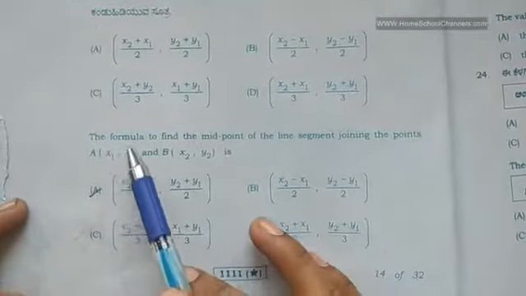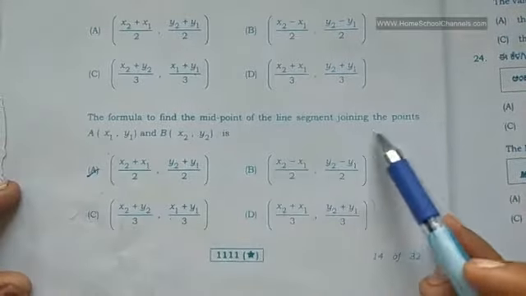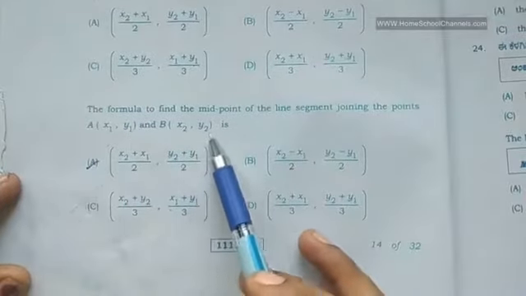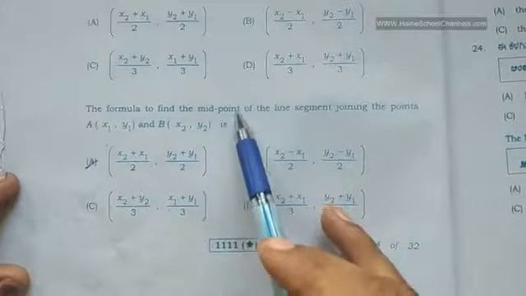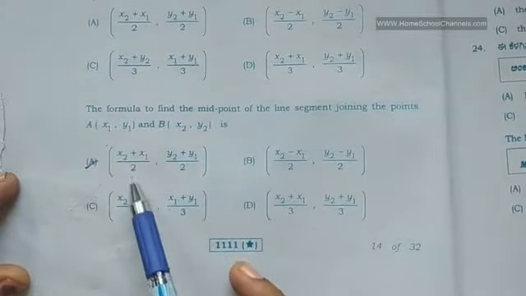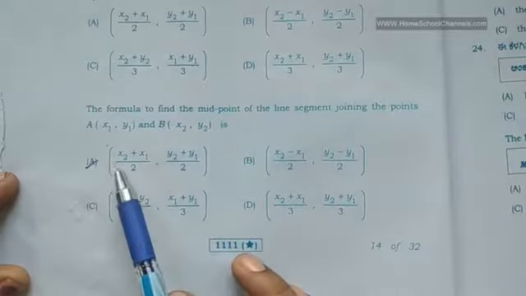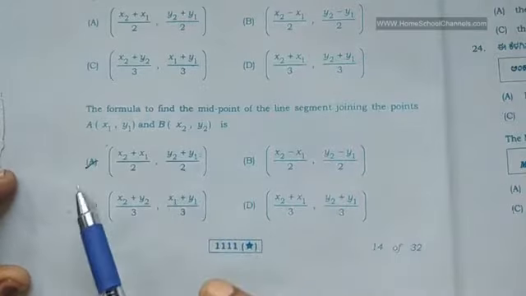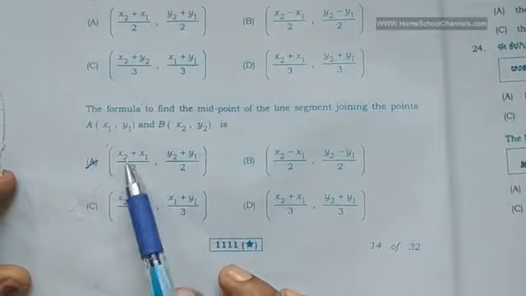21st one, the formula to find the midpoint of the line segment joining the points A (x1, y1) and B (x2, y2) is midpoint (x1 plus x2 by 2, y1 plus y2 by 2). You can write x2 plus x1 and y2 plus y1 also. So you go with option A. Option A is the right answer.